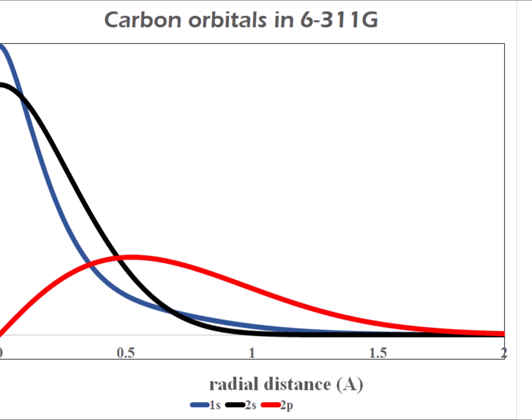So here is a plot of the 1s, 2s, and 2p orbitals for carbon as modeled as a linear combination, 1s being a linear combination of 6 Gaussians, the 2s and 2p being modeled as a linear combination of 3 Gaussians. So we can see the slightly different shapes of the 1s and 2s, particularly how close the electron density is to the nucleus. And we see the vastly different shape of the 2p orbital, which has a node at the nucleus at r equals 0.